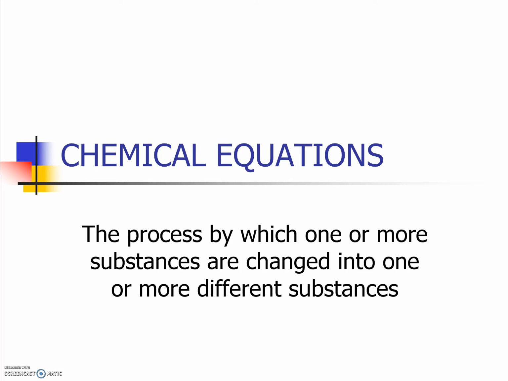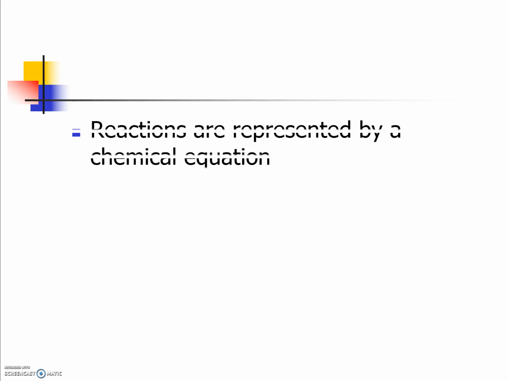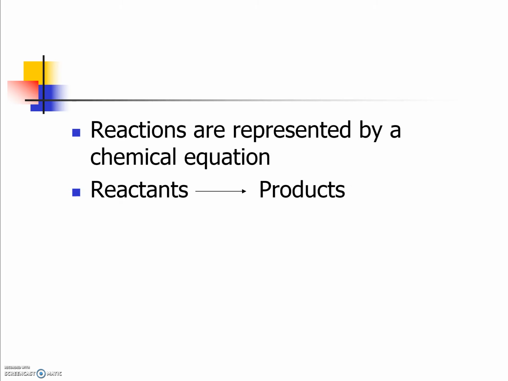So we're going to start reacting different things together to see what they produce. Chemical equations are the process by which one or more substances are changed into one or more different substances. We took some of the basic idea of equations in our very first lab with the copper chloride. We learned that reactions are represented by a chemical equation, and we introduced the words reactants and products.